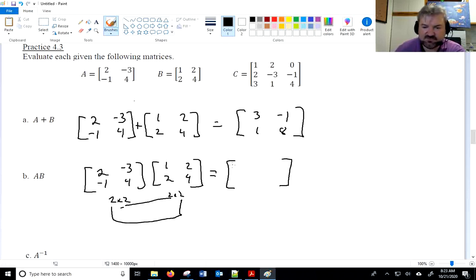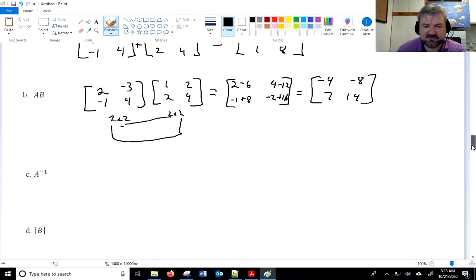So 2 times 1 is 2. Negative 3 times 2 is negative 6. Then I have 4 minus 12. Then I have a negative 1 plus 8. Then a negative 2 plus 16. And again, if that's confusing to you, please go back to the prior lesson, lesson 2, and review that. But you're multiplying each row with each column and you pair them up. 2 with 1, negative 3 with 2. So if I simplify that, I get negative 4, negative 8, 7, and 14.